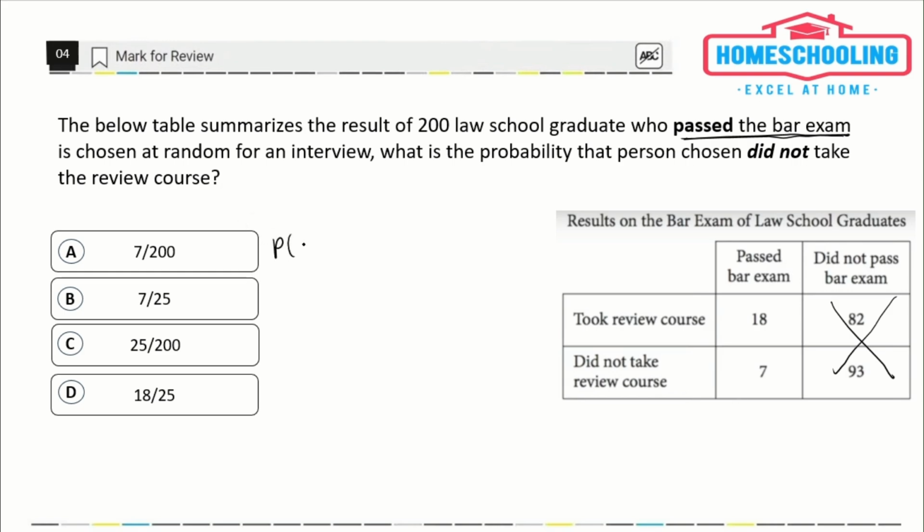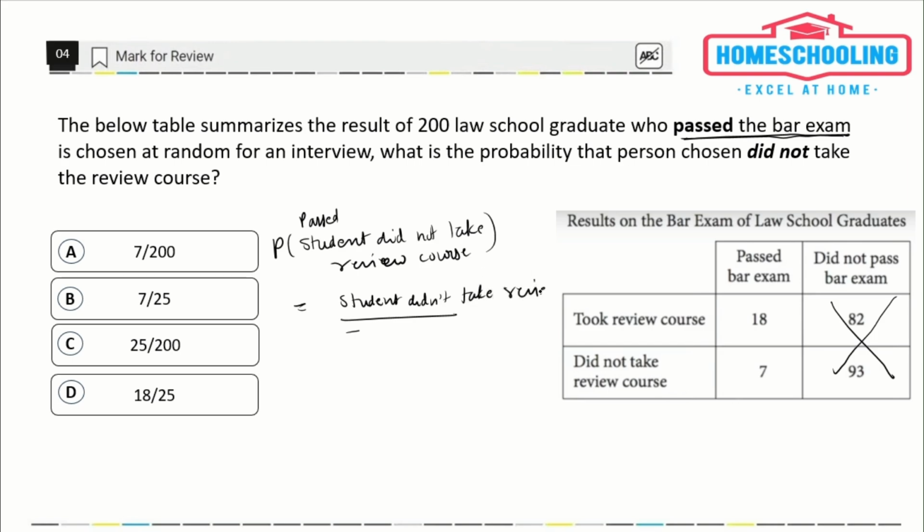What is the probability that the person chosen did not take the review course? So the probability of a student who passed and did not take the review course. Because we are considering only the students who have passed the bar exam, we will not take the others. So this would be students who did not take the review course, divided by the total number of students who passed the bar exam.